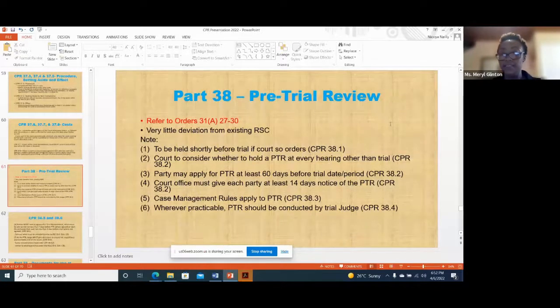Okay, so very quickly, we're going to deal with Part 38, which is addressed towards pretrial review. Again, this is a section with not much deviation from the rules of the Supreme Court. Generally, it is to be held shortly before trial if the court so orders. The court has to consider at every hearing from the PTR up until trial whether or not a pretrial review will be helpful. But a party can apply for a pretrial review so long as they make that application at least 60 days before the trial date. And the court office has to give each party at least 14 days notice of a pretrial review. The case management rules still apply to pretrial review, and I think case management was covered in an earlier session. And wherever practicable, pretrial review should be conducted by the trial judge. Next slide.